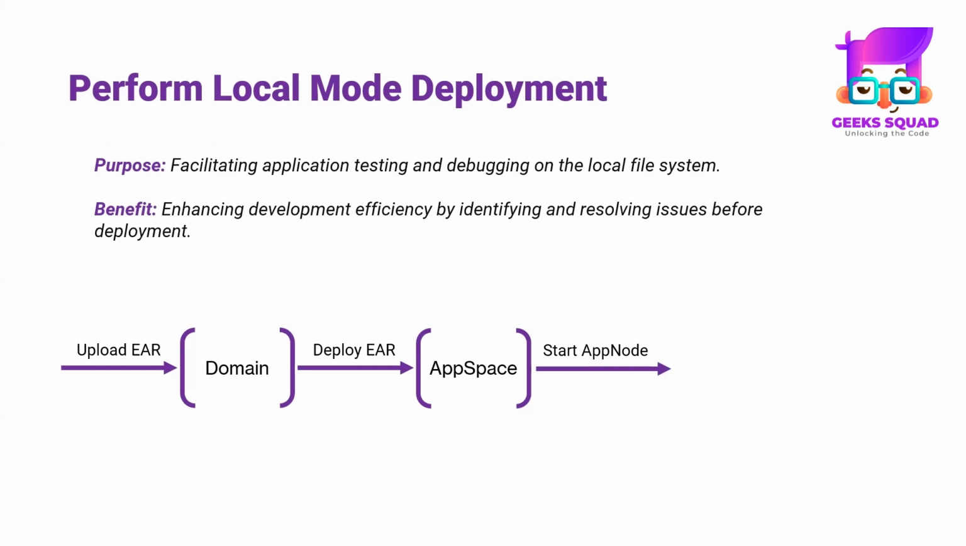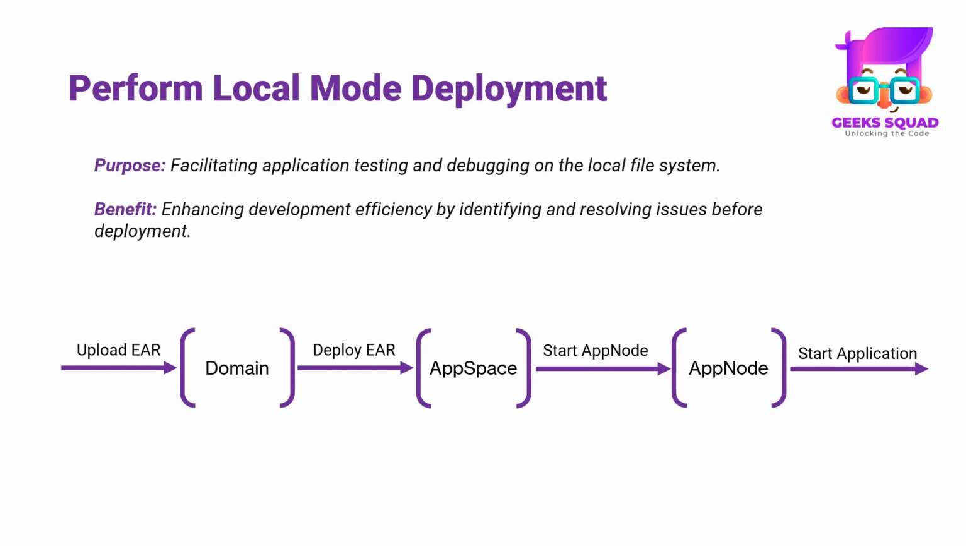Then we will start the app node. This kicks off the creation of Java Virtual Machines (JVMs) on the app node, setting the stage for running the application. Finally, we will execute the application in the app node JVM. This is where your application comes to life, running and performing its task within the JVM. And just like that, our application is up and running in the local mode deployment environment, ready for testing and debugging.